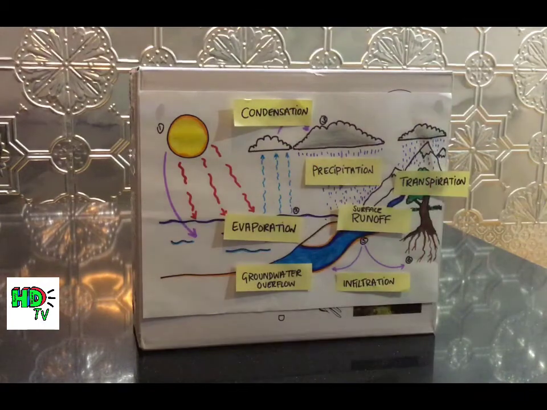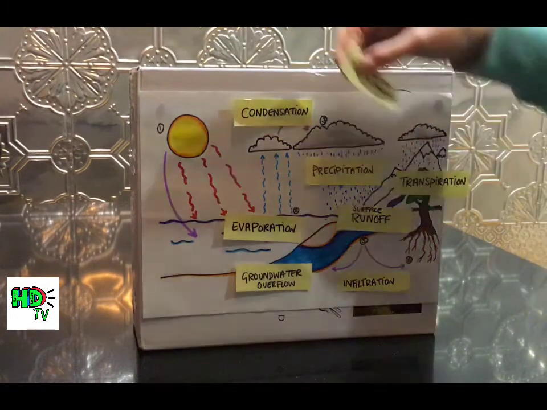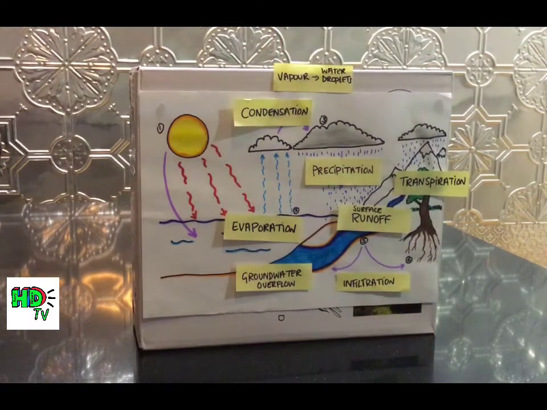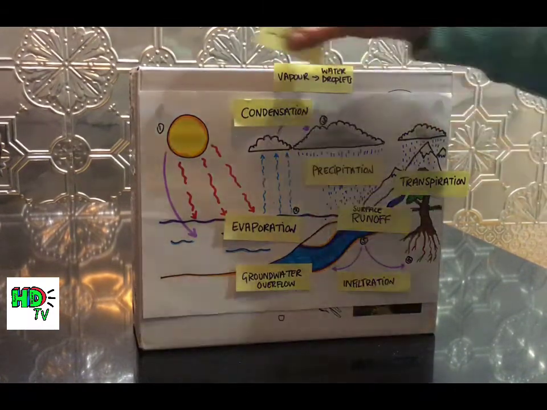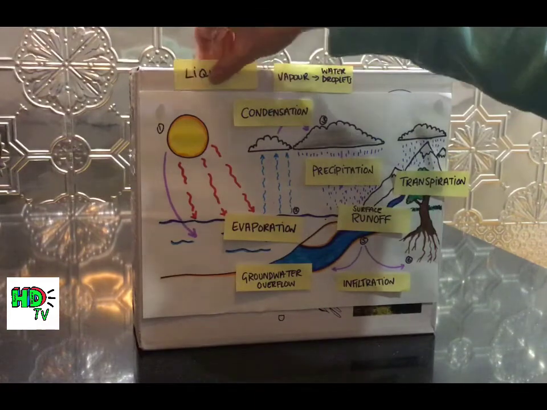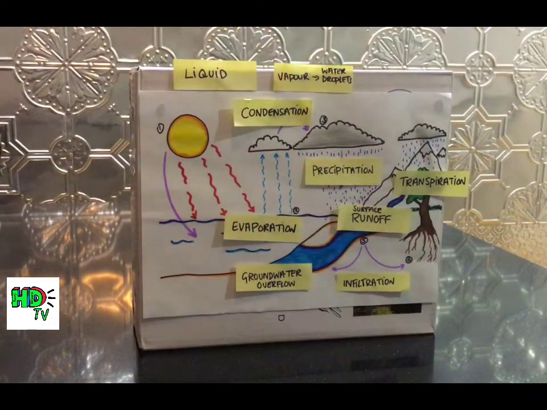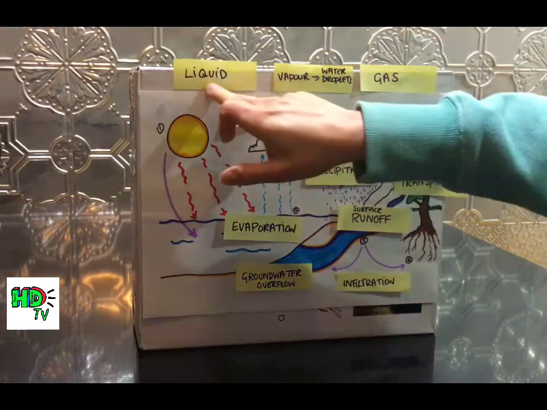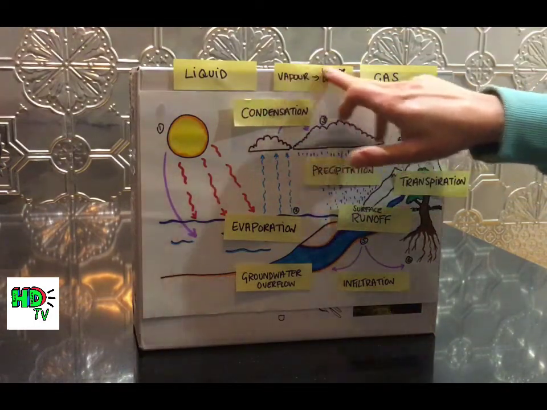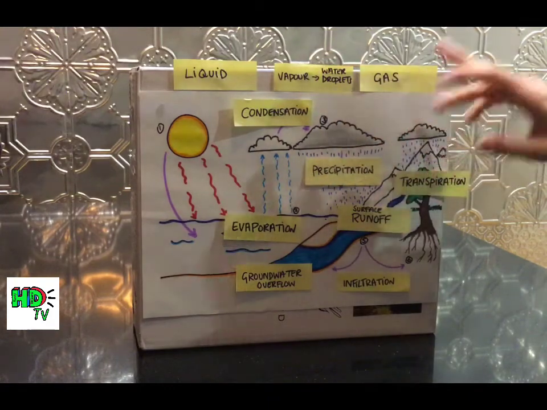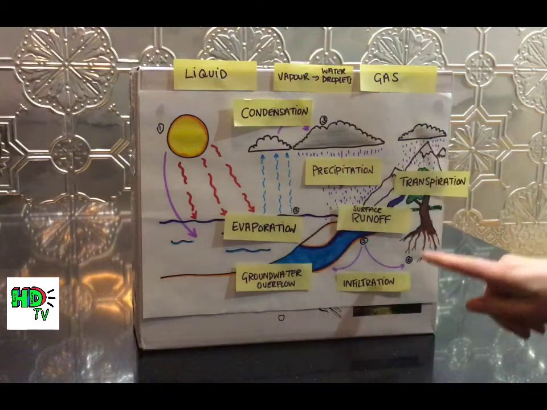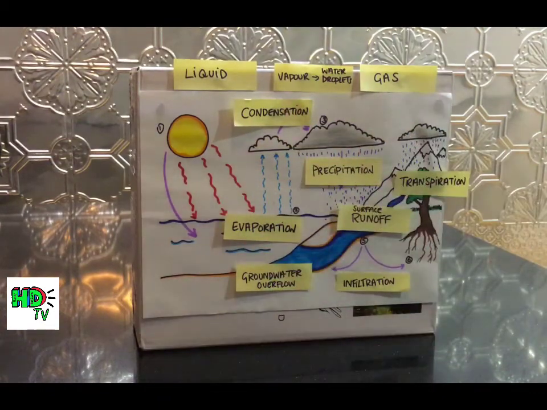So this whole cycle is really important. Like I said, it's important to realize that not only do we have changes in states of matter, and matter is these three entities at the top: liquid, vapor or water, which is a liquid too, a gas, and also a solid when it becomes a snow. But this whole cycle continuously happens all over the world.